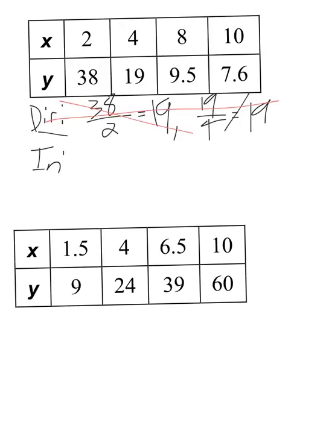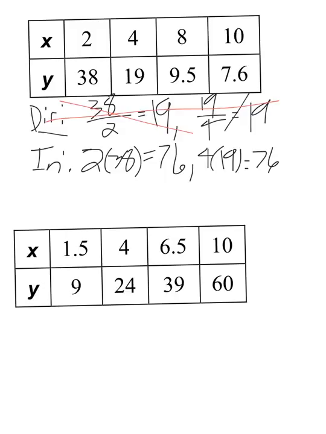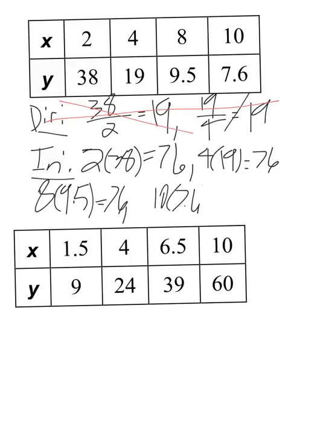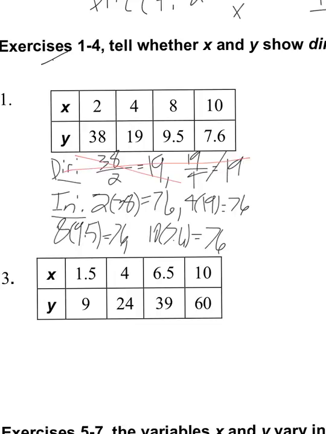If it's inverse, we can multiply them together. So I'll do 2 times 38. That's going to get you a value of 76. Then I'll do 19 over 4 times 19, and that's going to get me 76. And then 9.5 times 8, or 8 times 9.5, the order doesn't matter. Sometimes I say it backwards. That's still going to be 76. And then 10 times 7.6, you can imagine that is going to be equal to 76. So it looks like this one is going to be an inverse equation.